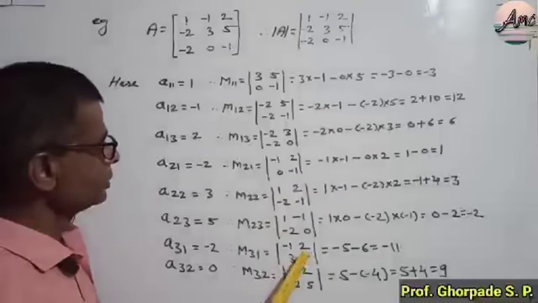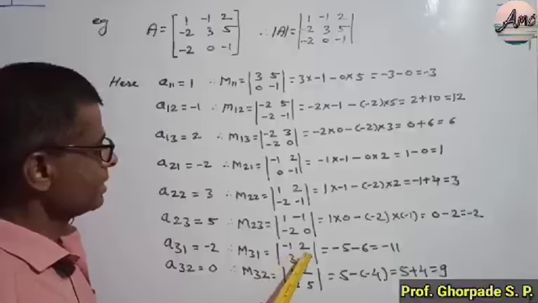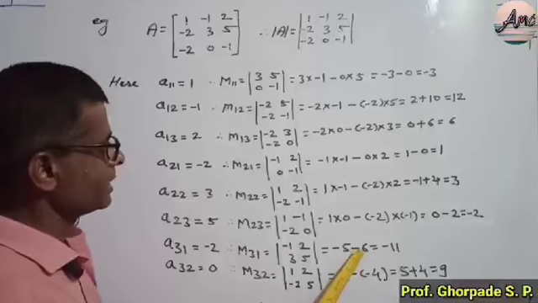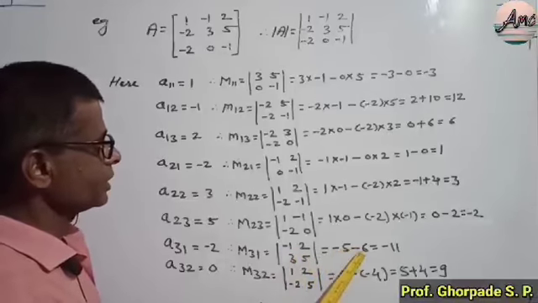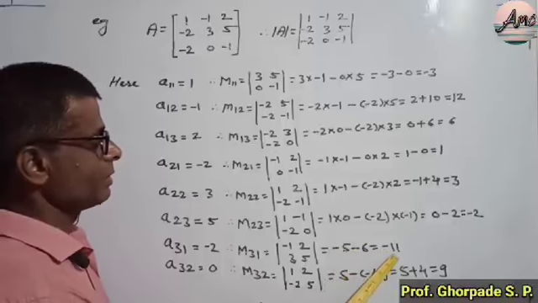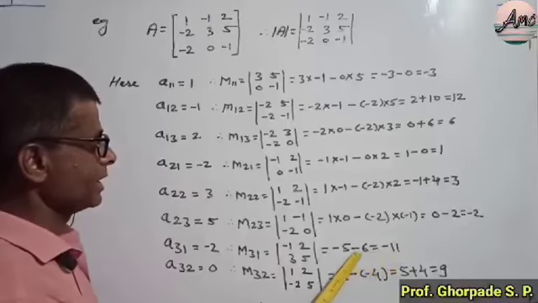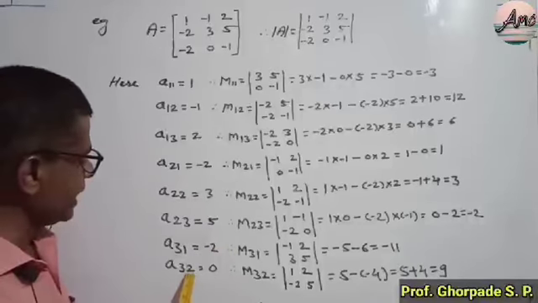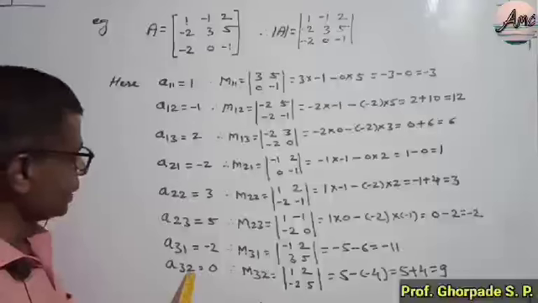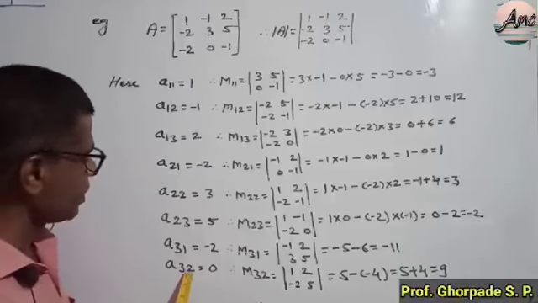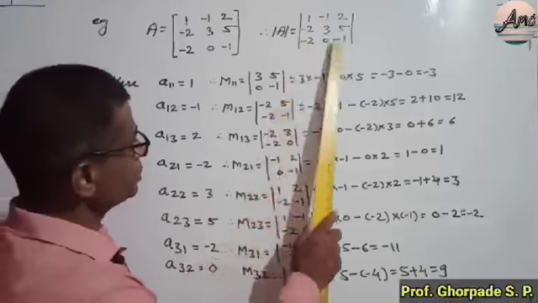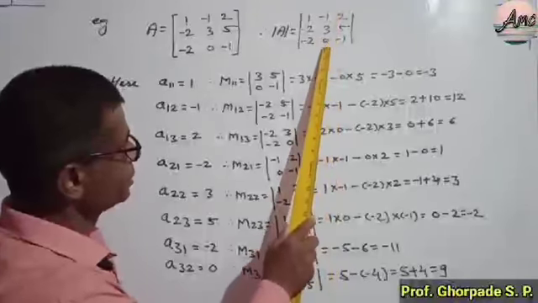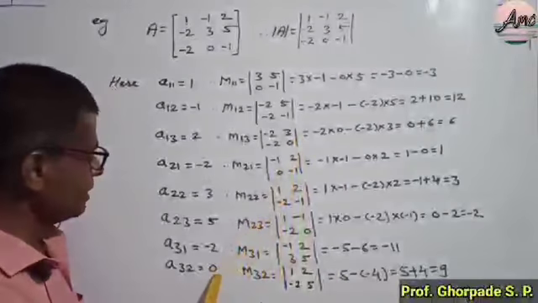Minus 1, 2, 3, 5, whose value is given by minus 1 into 5 is minus 5, minus 3 into 2 is 6. Minus 5 minus 6 is minus 11. This minus 11 is the minor of minus 2. Then take A32. A32 is the element present in third row, second column of the determinant. Third row, second column, which element is present? 0. So we have to find the minor of 0.